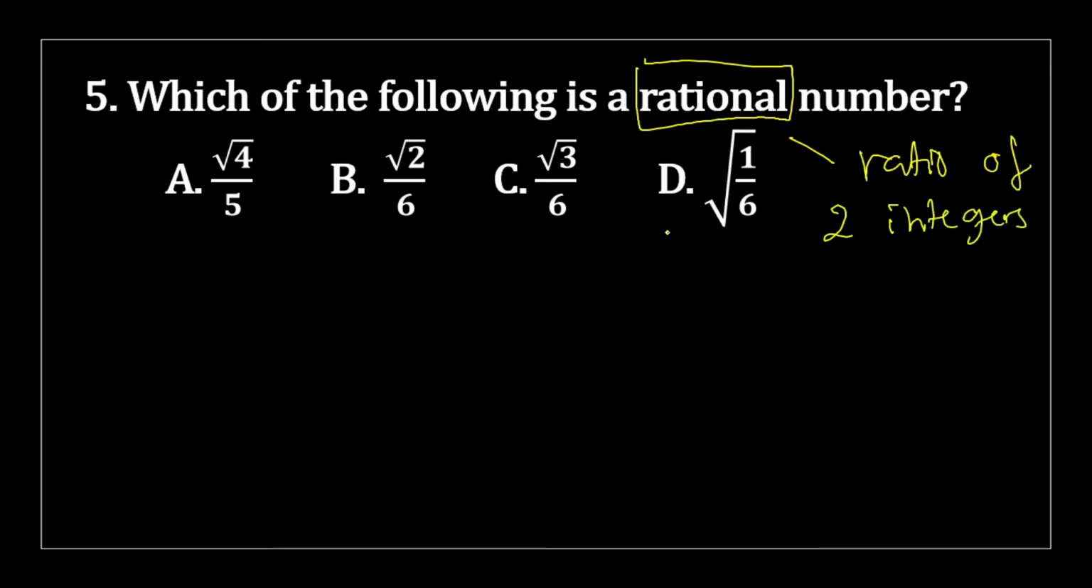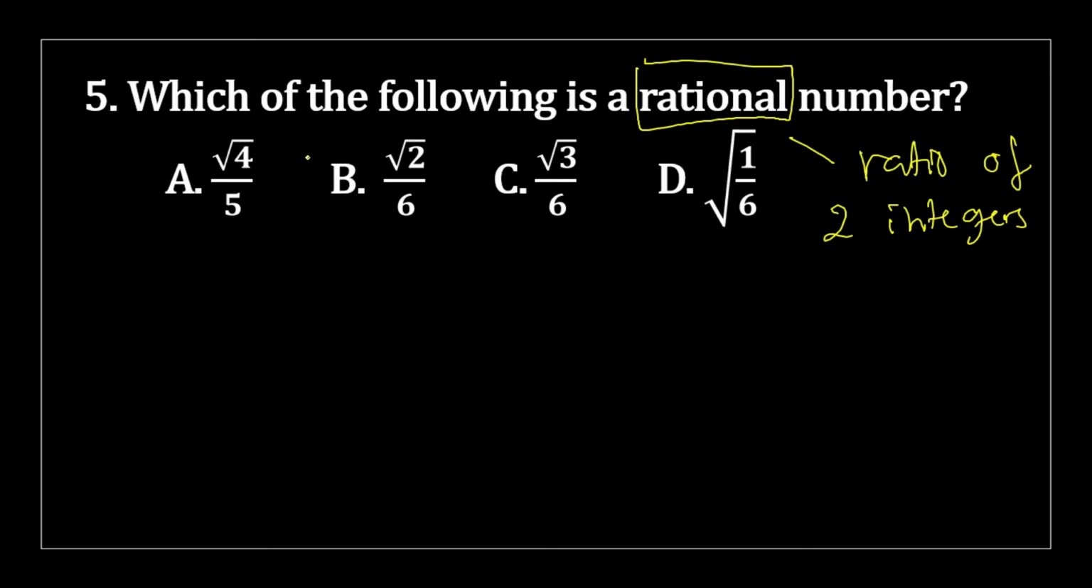Now, what are the integers? Integers are whole numbers, meaning from 0, 1, 2, 3, 4, and so forth. 0 plus the counting numbers, and other numbers less than 0. That is negative 1, negative 2, negative 3, and so forth.